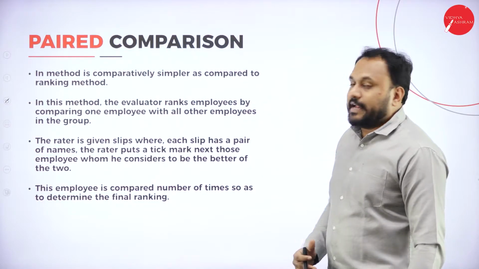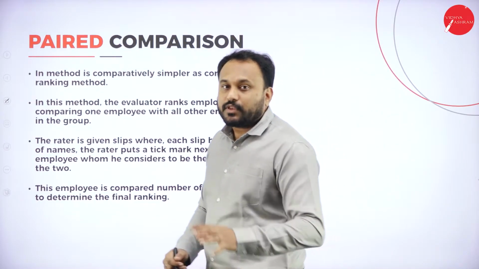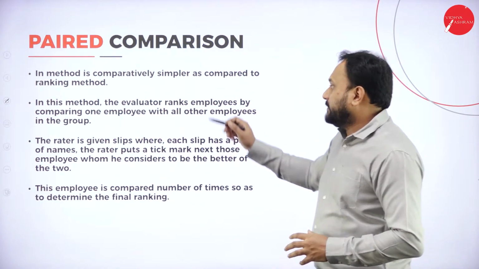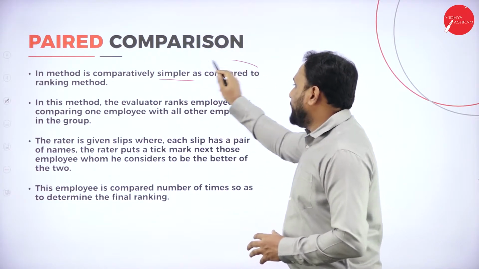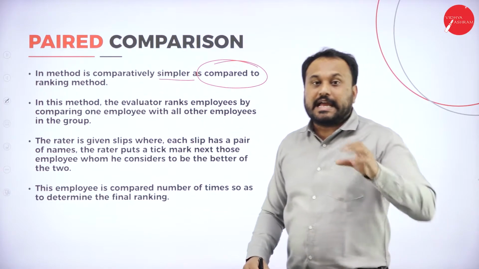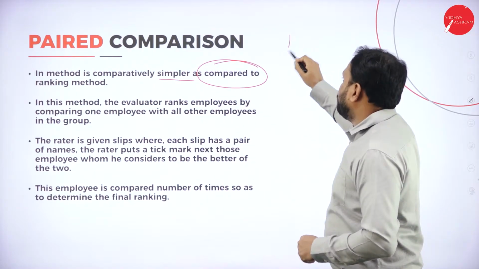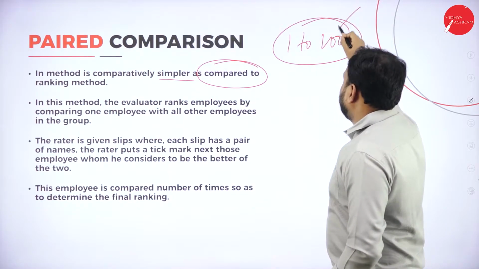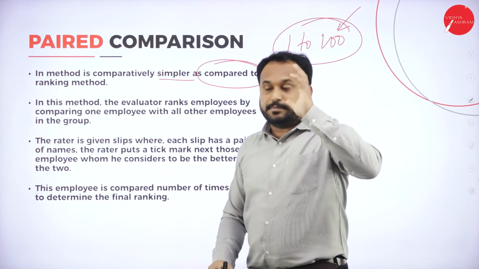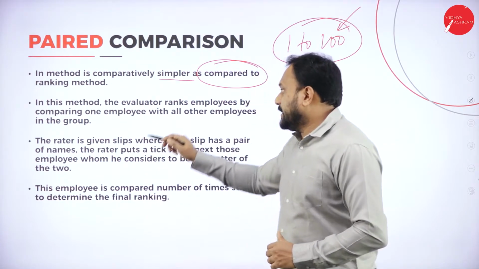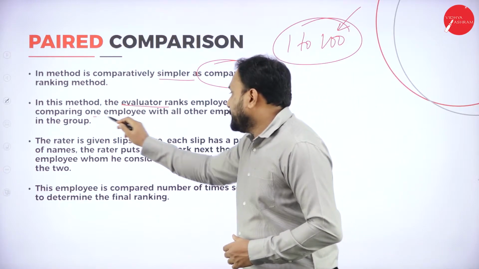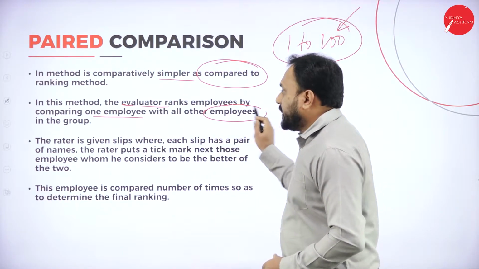Now paired comparison. When we go with a paired comparison, the method is comparatively simpler than the ranking method. In the ranking method, we have 1 to 100, so you need to evaluate from the first person to the 100th person. Now in this method, the evaluator ranks employees by comparing one employee with all other employees in the group.